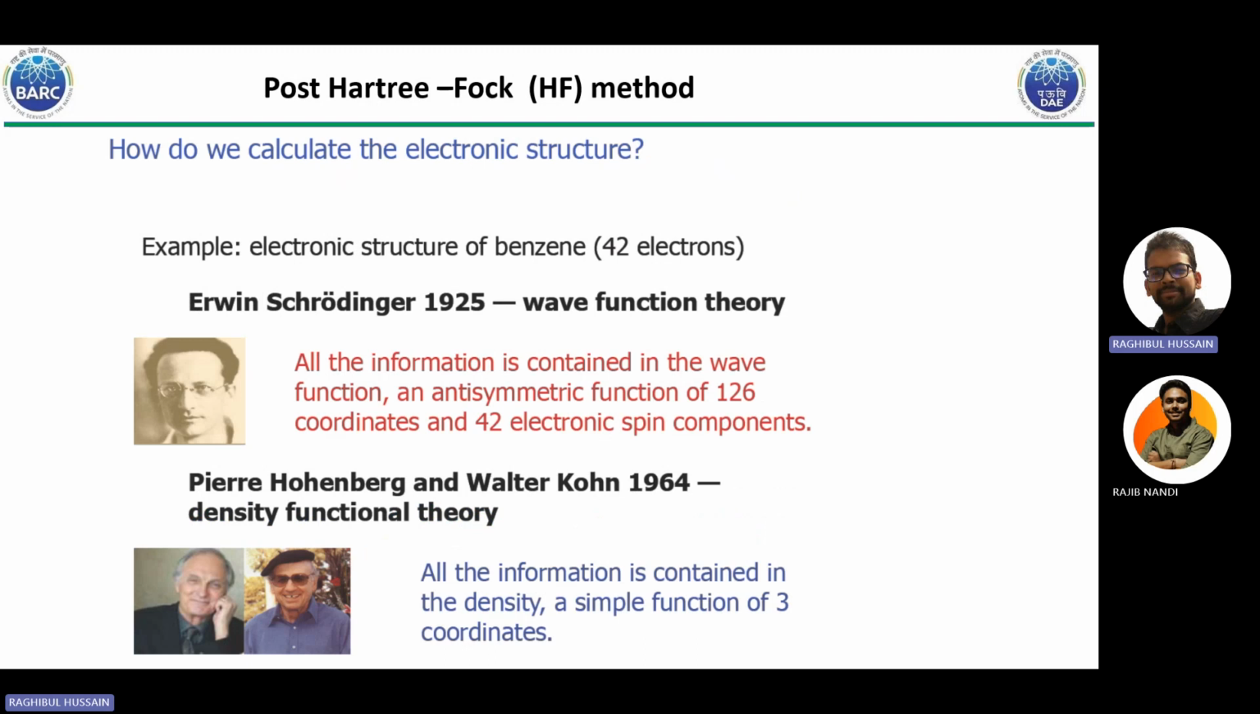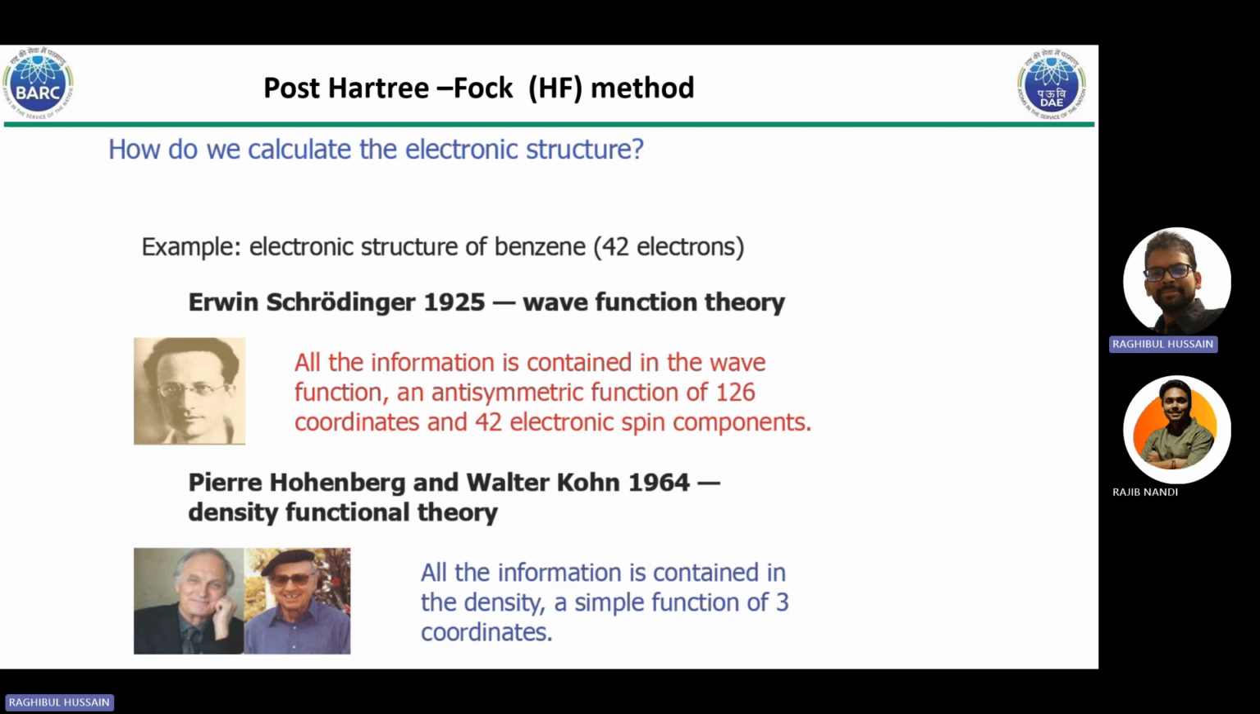So that was Schrodinger. Let us take an example of benzene. How many electrons are there? 42 electrons. Is it or not? So 42 electrons means each electron has 3 coordinates, X, Y, Z. So how many?